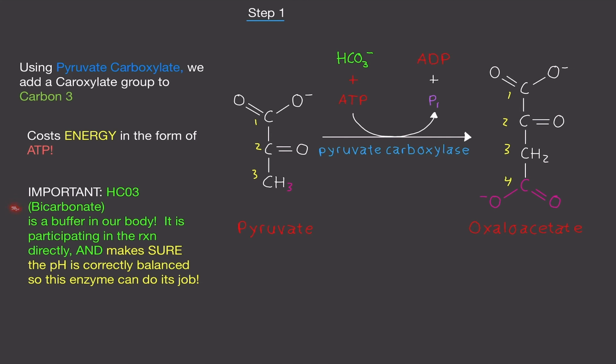Bicarbonate is a buffer in our body. It is participating in the reaction directly because it's going to basically provide the carboxylate group, but it also makes sure the pH is correctly balanced so this enzyme can do its job. This reaction is so important that we must make sure at all costs this enzyme is happy and working, because enzymes work at particular pHs. We need to make sure the pH is correct.